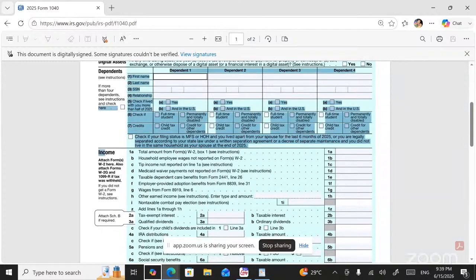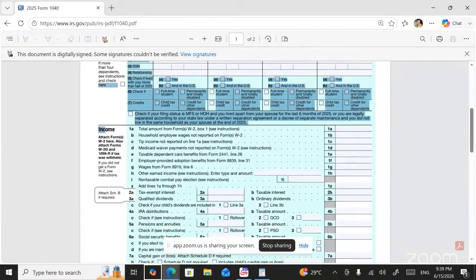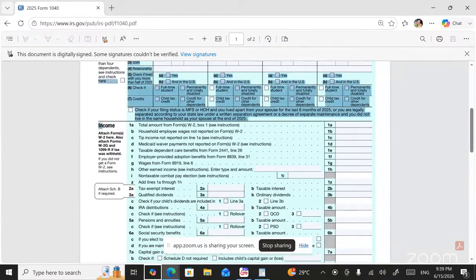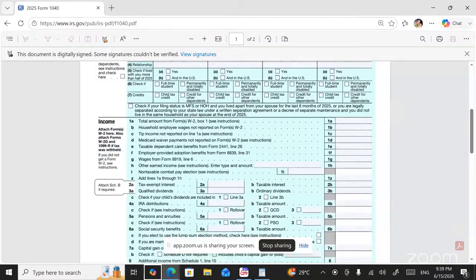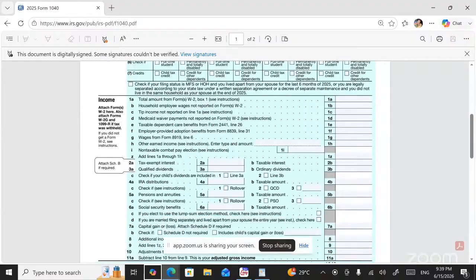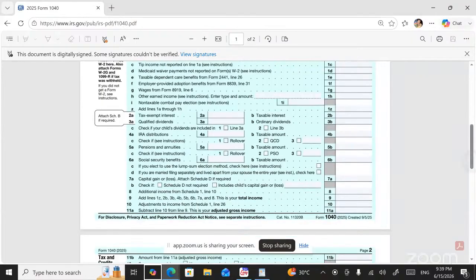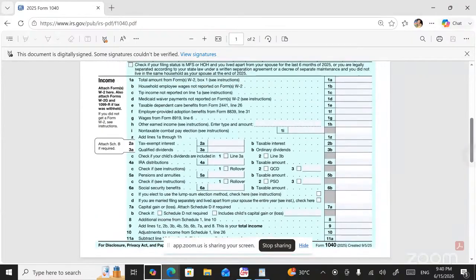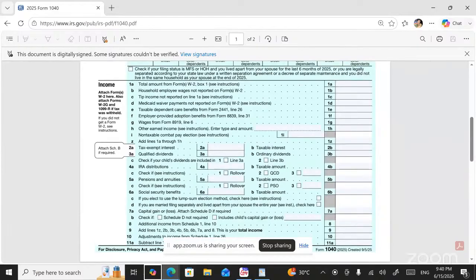Now today let us discuss incomes. In this we have a total of 11 line items. Item number 1A, total amount from Form number W2.